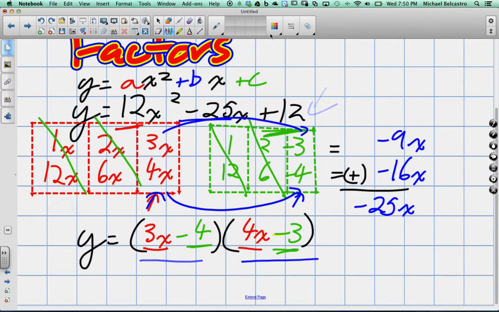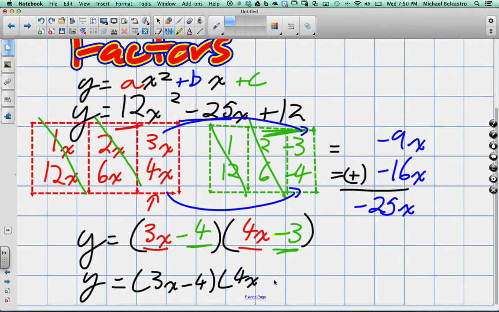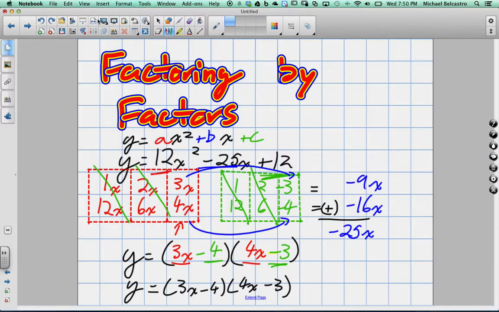I'll write it in black just so it's a little more solidified. But that's y equals 3x minus 4 and 4x minus 3. And that's it. You've got your factor form.